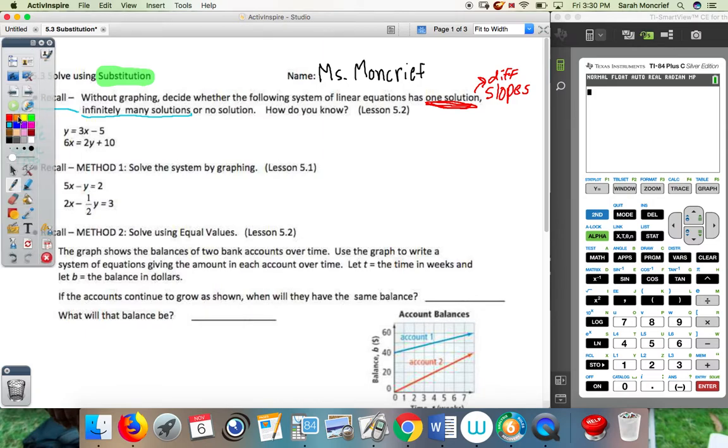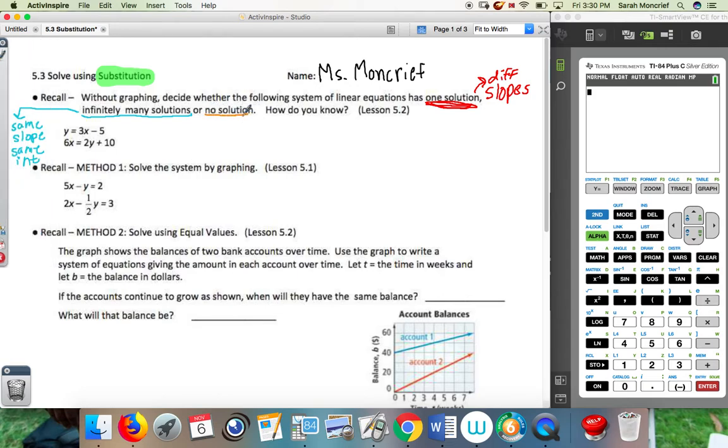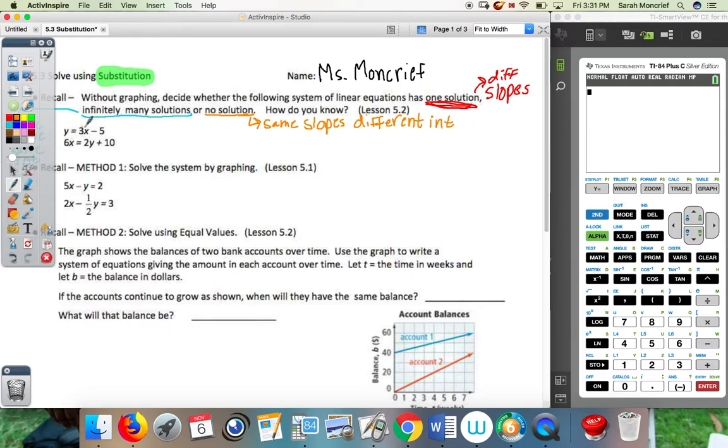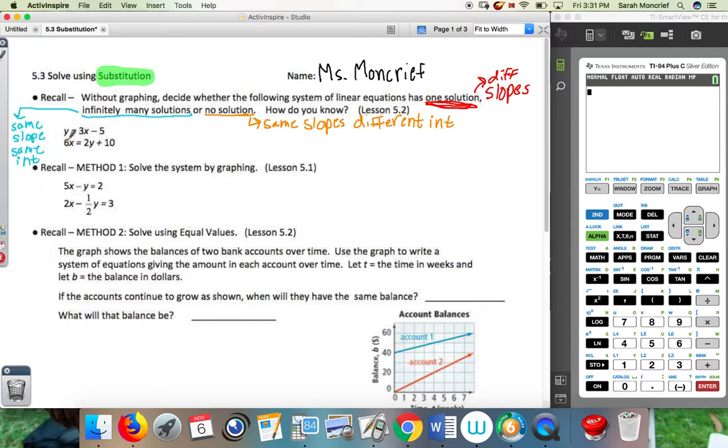And then in order for it to be no solution, you will have the same slopes because they'll be parallel, and different intercepts. So let's look at these two lines they gave us. We got y is equal to 3x minus 5 and 6x is equal to 2y plus 10.